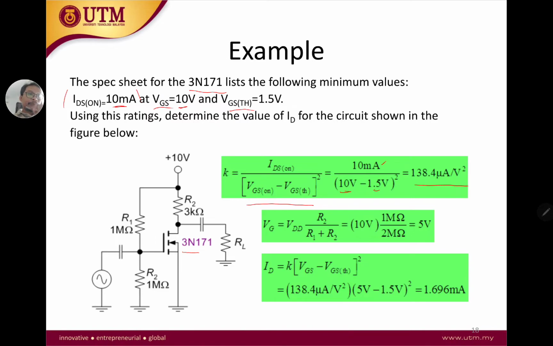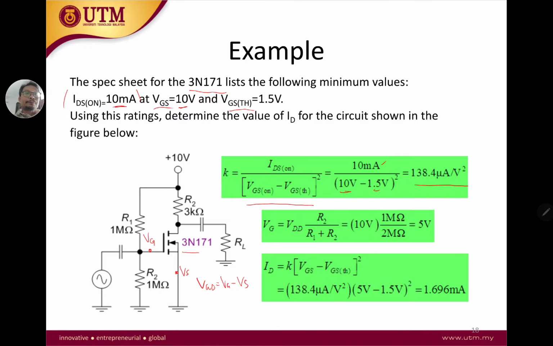And our VS here is 0, connected to ground. Therefore we can calculate VGS by finding VG, because VGS is VG minus VS. If VS is 0, VGS is actually VG. So how do we find VG? VG is right here. How do we find the voltage value at node G?